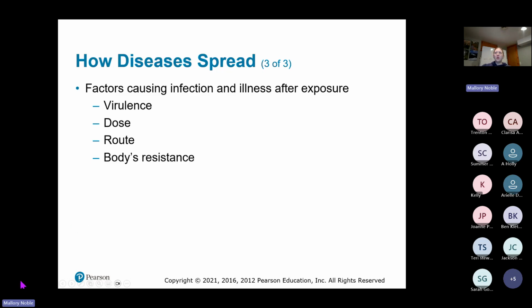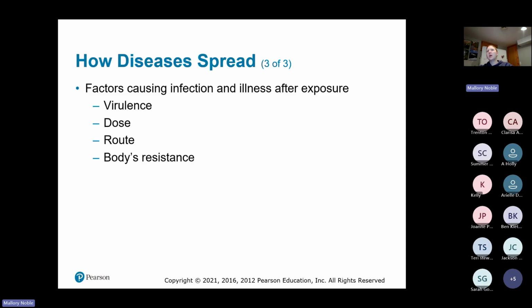Factors causing infection and illness after exposure: virulence, dose, route, and the body's resistance. So all of us have a built-up immune system through natural immunity that we've gotten from our mothers, and then we've got immunity that we've built up over time, getting sick or small exposures, slight coughs, where we're just building up a good immunity to them. So we all have that body resistance, right? As well as any vaccines that you've gotten too.